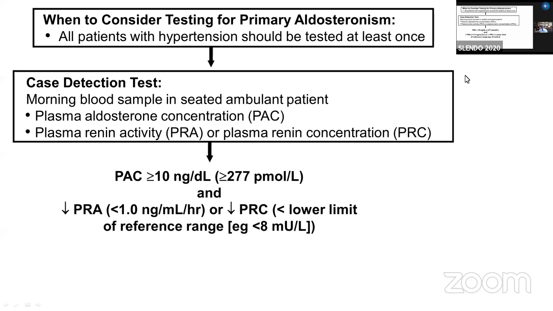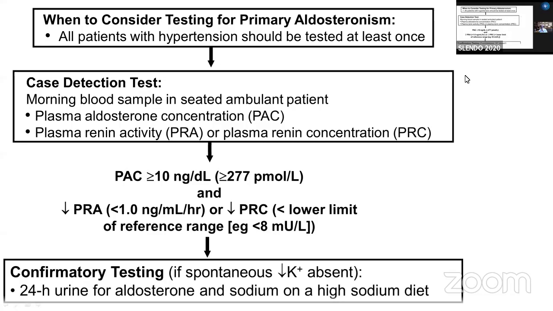I use a cutoff of 10 nanogram per dL. And if the renin is low, for PRA, I use less than 1. For PRC, below the lower limit of the reference range, that's inappropriate. Aldosterone appears to be produced autonomously. Then if spontaneous hypokalemia is absent, we need to confirm PA with a confirmatory test. The one we use at Mayo Clinic is the 24-hour urine for aldosterone, sodium, on a generous sodium diet.